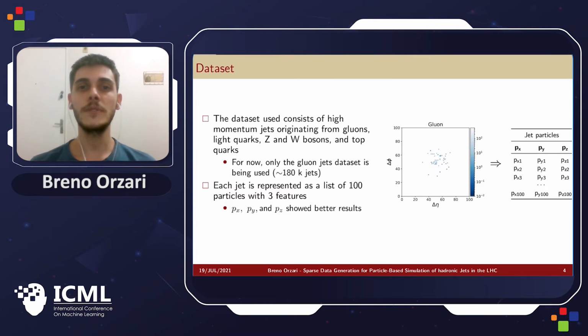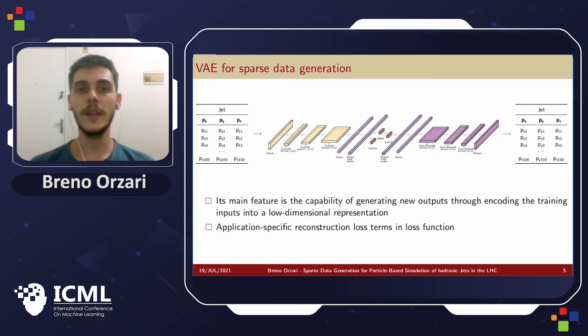The dataset used throughout this work consists of high momentum jets originated from gluons. To deal with the sparsity of the data, each jet is represented as a list of the 100 highest momentum particle four-momenta. The neural network model chosen is the variational autoencoder, given its capability of generating data through encoding the inputs into a low-dimensional representation.